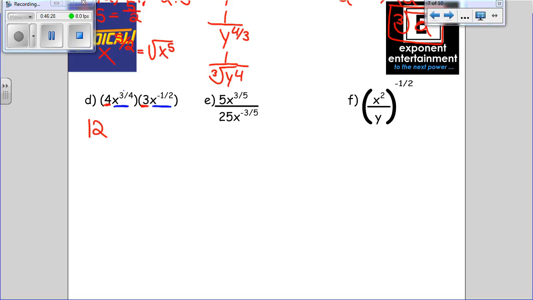Why wouldn't that be a good enough answer? Because we don't like fraction exponents. So we need to change that thing. The 12 is not a part of that exponent. So the 12 stays on the outside. The other thing, though, changes.